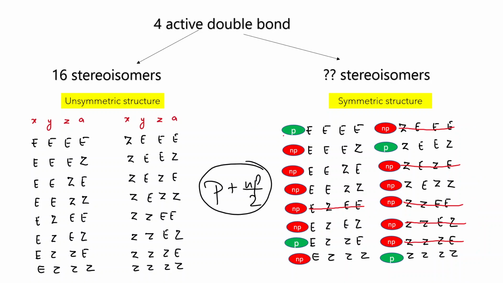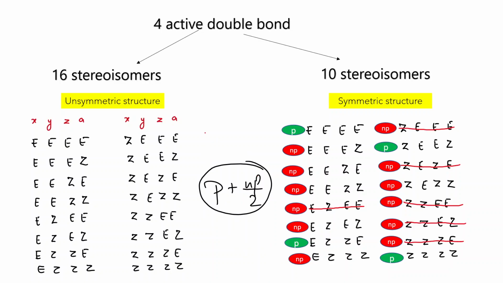You can also use this idea. You see, P is the number of palindromic sequences, so you take them as a whole, and NP is the number of non-palindromic sequences. You have to take only half of the non-palindromic sequences. That's interesting. So this is what I will use in the proof. So here there are 10 stereoisomers, and now after all this practice, we can generalize.